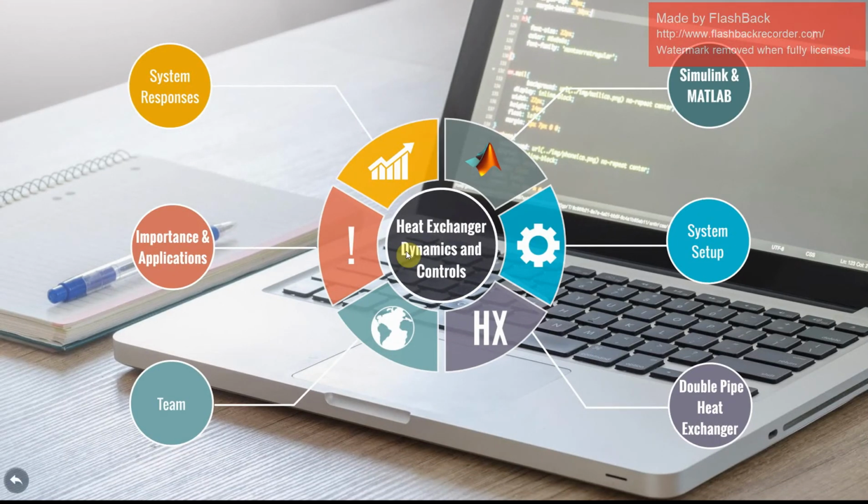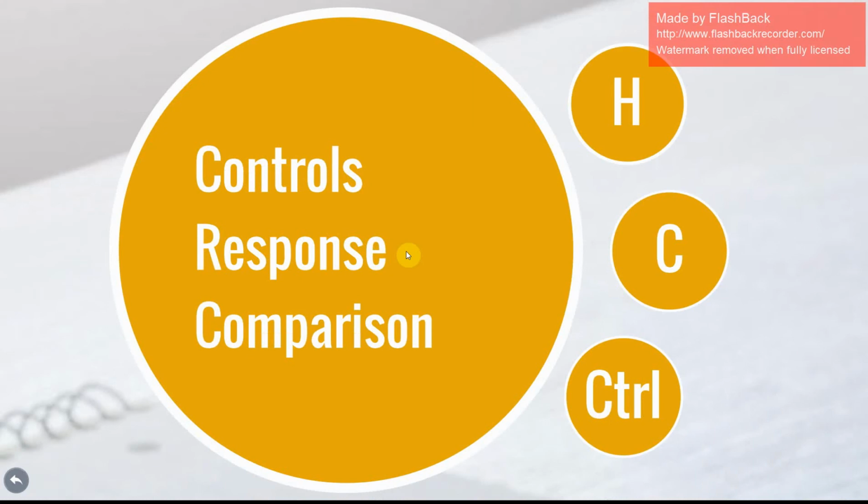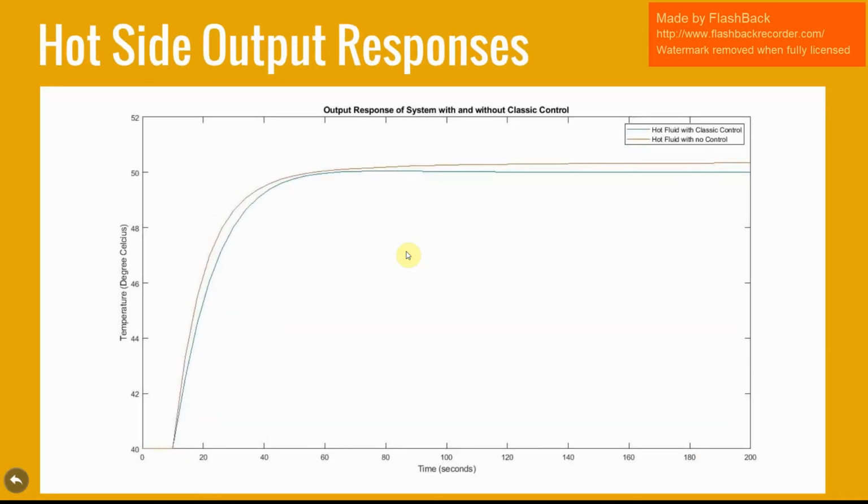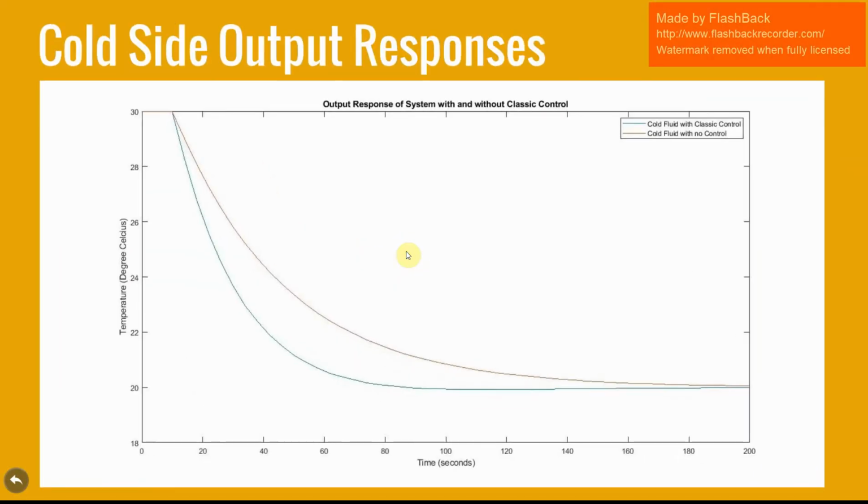Some of the key system responses. For the controller's response, we will look at a few comparisons, and we'll look at how the PI controllers controlled the system. We have the hot side output responses, as well as the cold side output responses. For this, we will look at one of these charts.